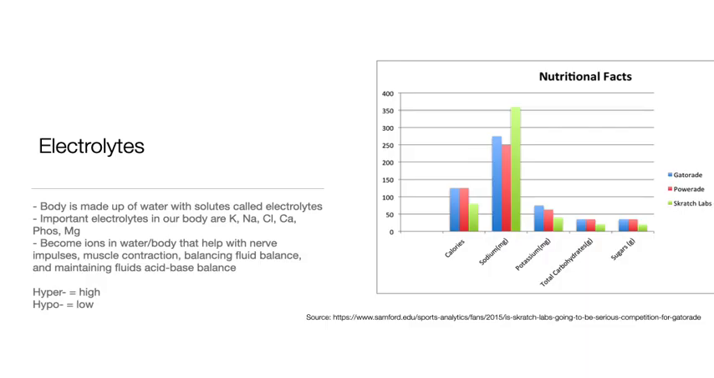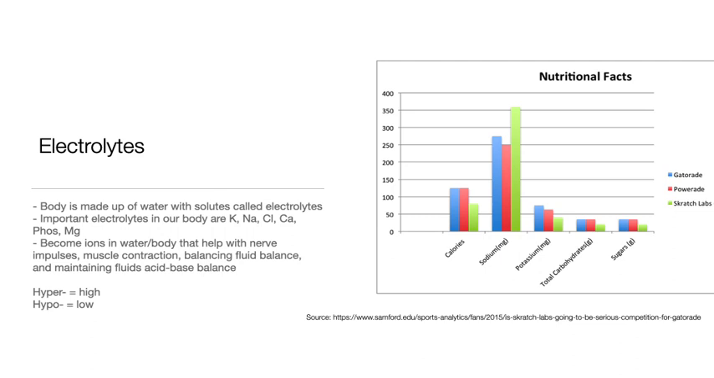Next, let's look at some electrolytes. The body is made up of this water, but it's not just plain pure water. It contains many different electrolytes. These tend to be potassium, sodium, chloride, calcium, phosphorus, and magnesium. These provide a variety of different functions. We're going to go into each one specifically, but these are the primary six electrolytes that we're concerned about. So just some precursor here to the rest of our lesson.